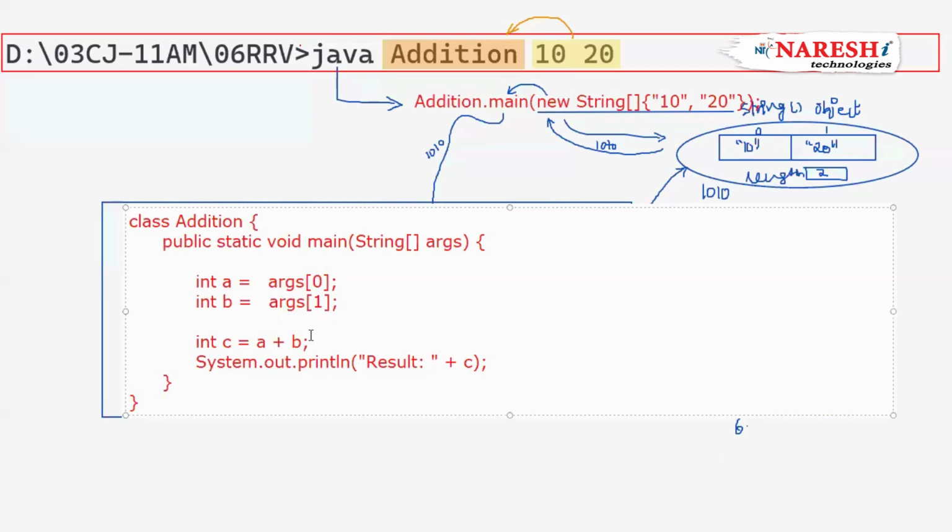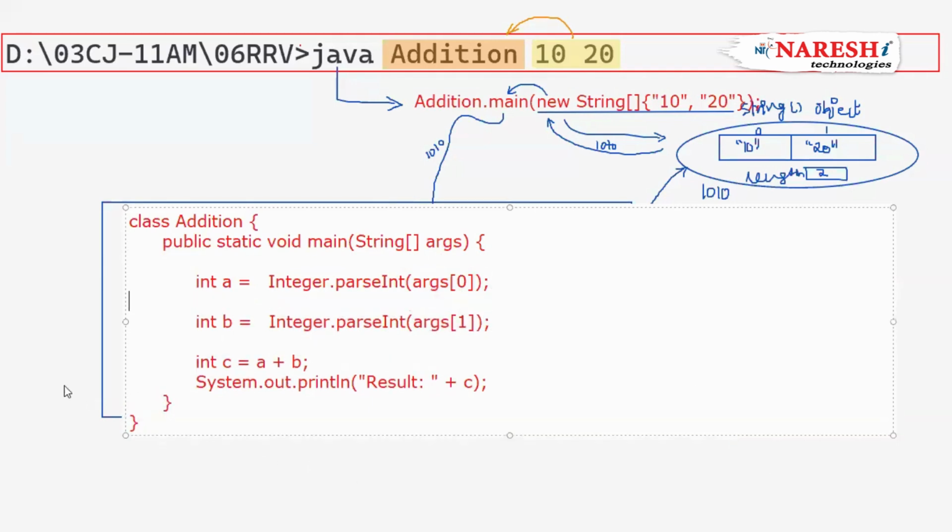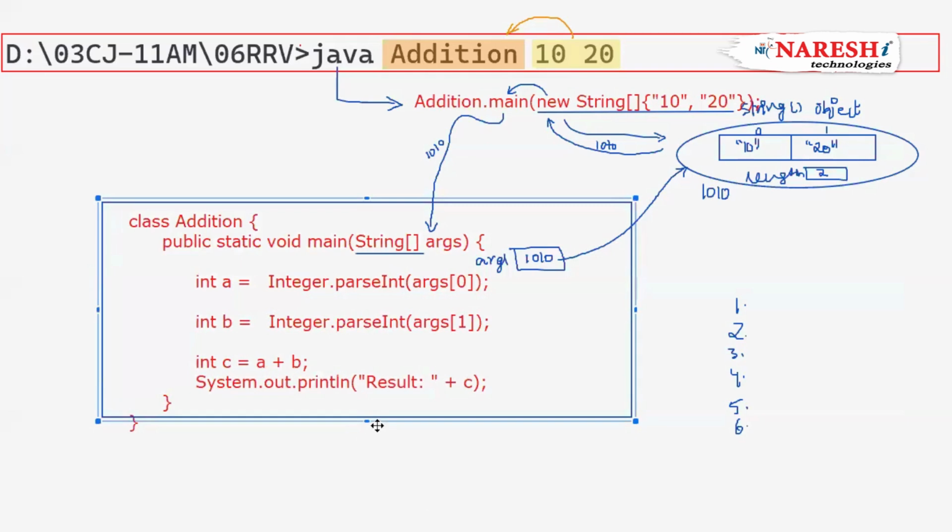Come on. What should I write here? Integer dot parseInt of args of 0. Samajh mein aaya? Then tell me, down also what should I write? Integer dot parseInt of args of 1.